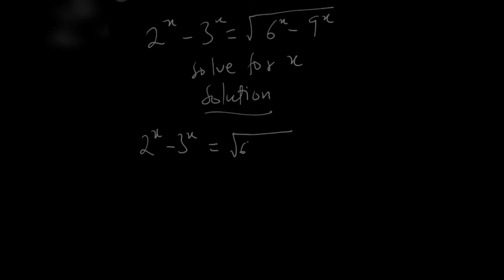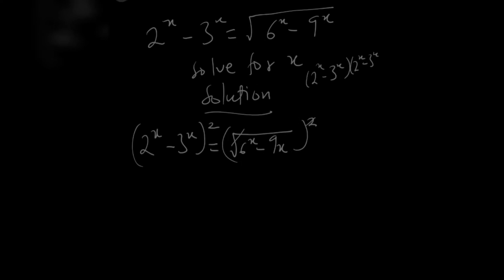Now we have this. We square both sides to get rid of this square root. If you expand this, this is the same thing as (2^x minus 3^x) multiplying itself. So this times this, we get 2 power 2x. This times this is 2 power x multiplying 3 power x.